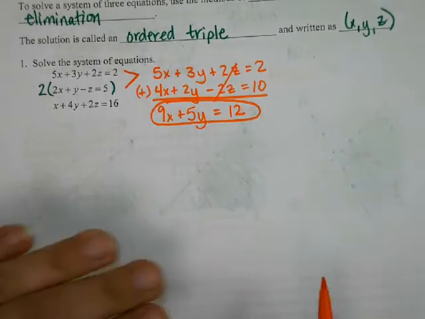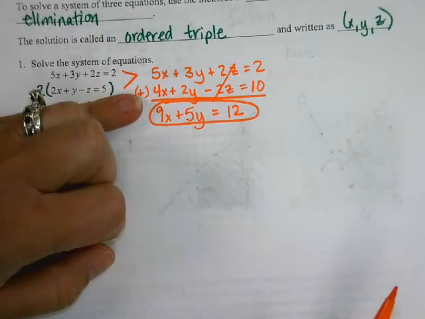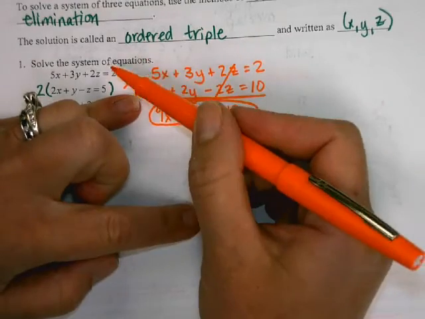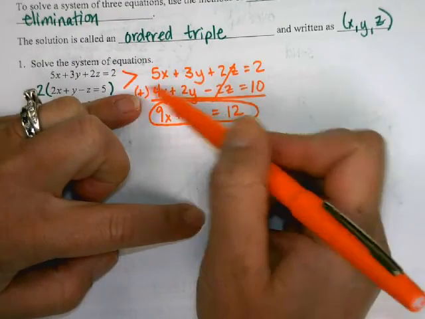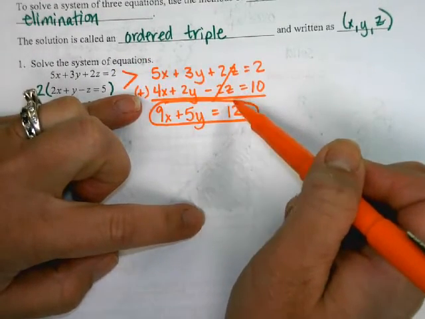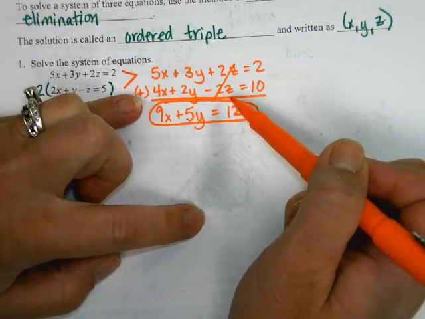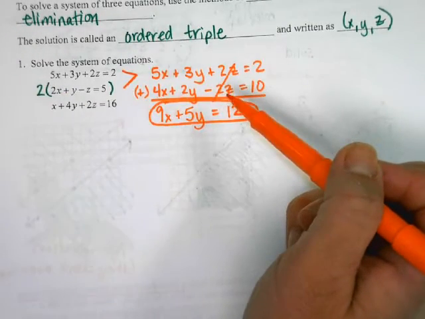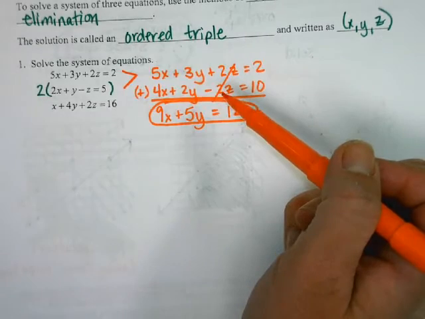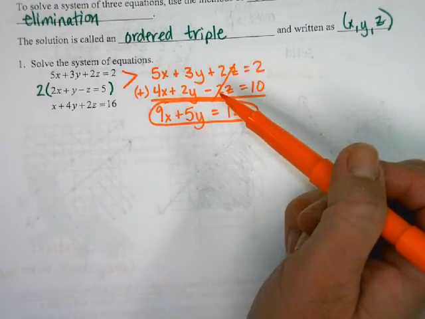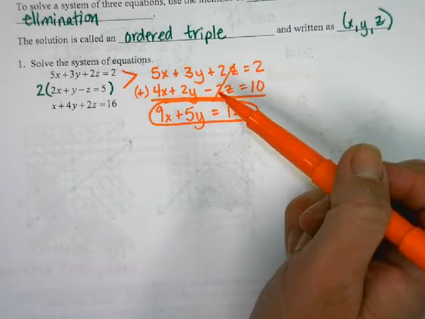Okay, so I ignored that bottom equation completely. I just grabbed the top 2 equations, I multiplied it by 2, and I got rid of the z. You have to get rid of the z again. So once you decide you're going to get rid of z, we're going to work with another set of 2 equations and get rid of z again.